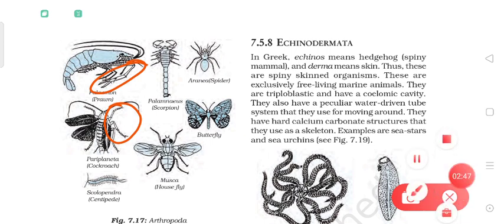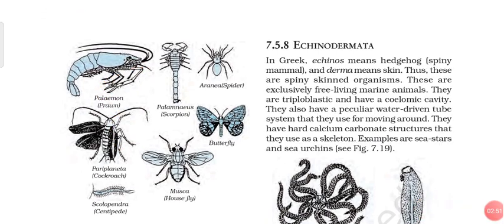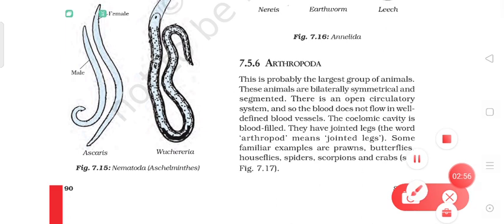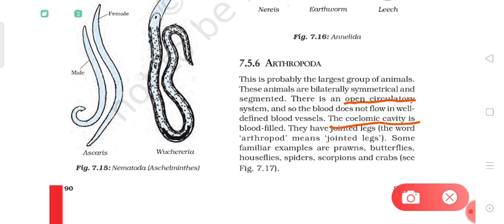Another very important feature of this phylum is that they have an open type of blood circulatory system or open circulatory system in which blood does not flow in well defined blood vessels. Actually the blood is flowing in open spaces, which are the spaces of coelom cavity, right? So we can say that the coelomic cavity is blood filled, right? The coelom cavity is filled with blood, right?